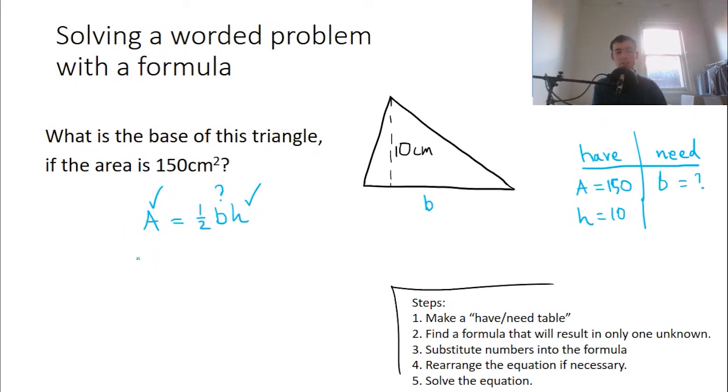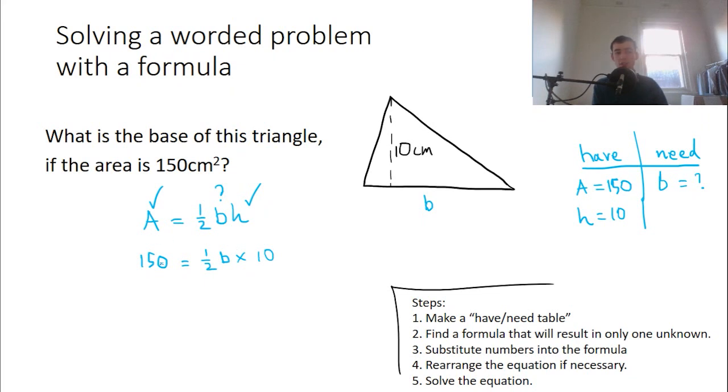Let's do that. So we've got 150 equals a half times B, we don't know B so we'll just keep it as B, times H, and H equals 10, so we'll write that. Okay, now number 4, rearrange the equation if necessary. I made sure that we would have to rearrange this equation.